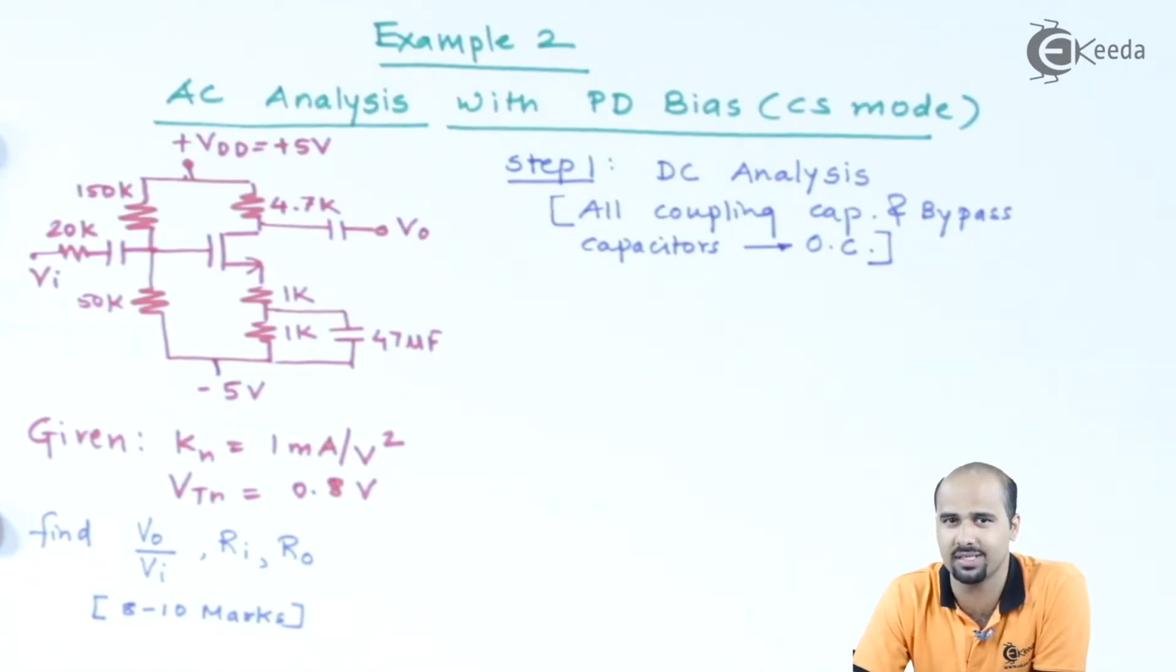Your XC, that is capacitive reactance, will become infinite. So infinite means open circuit. That's why we are opening all the capacitors which are connected externally, all coupling and bypass capacitors.